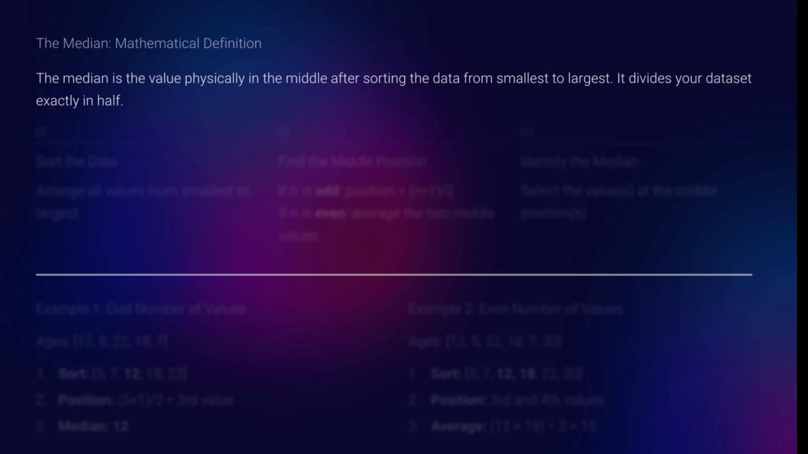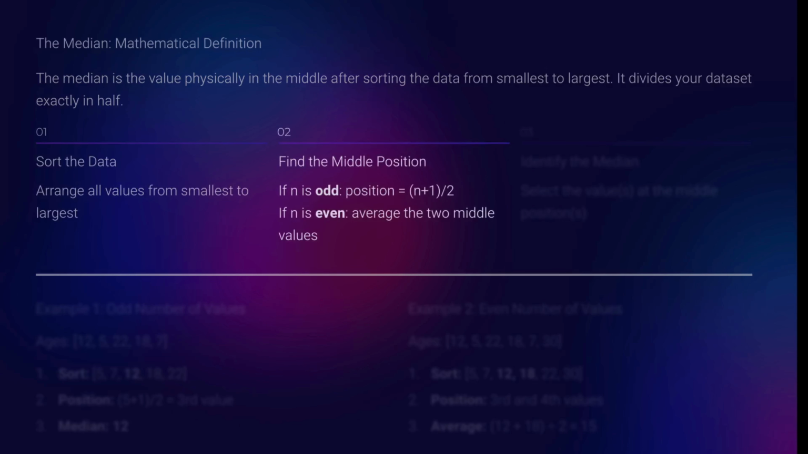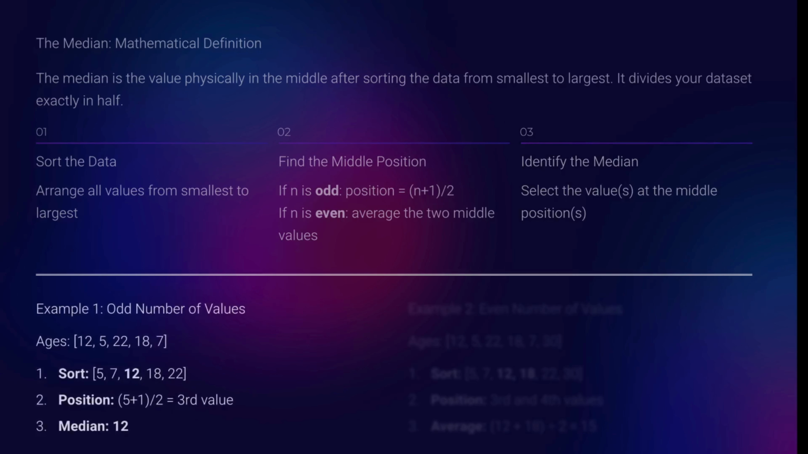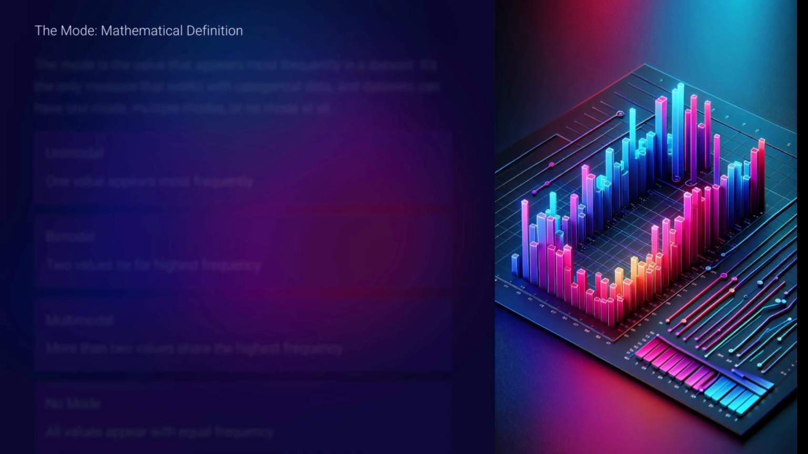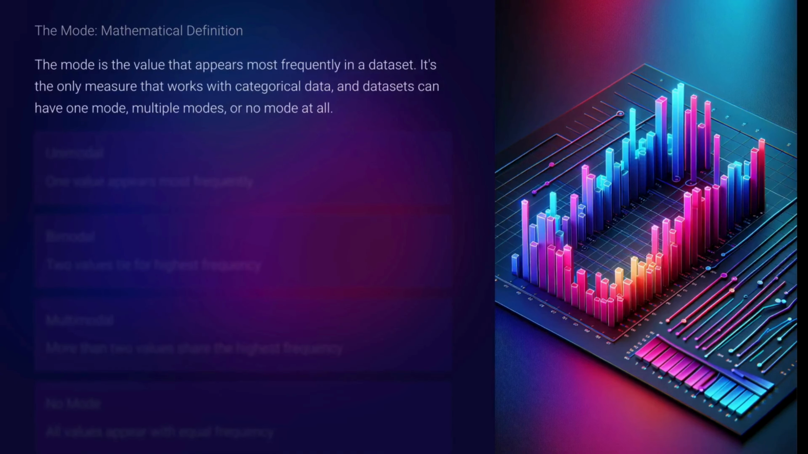Now this is median. Median is the value physically in the middle. After sorting the data from the smallest to the largest, it divides your data set exactly in half. Now, how you do it is you sort the data, you find the middle position, and you identify the median. It's very simple. Now, for an odd number, below is how you solve it, and for an even number, below is how you solve it.